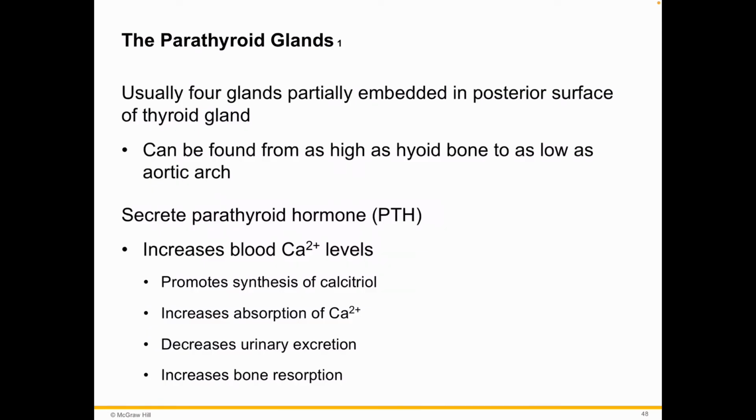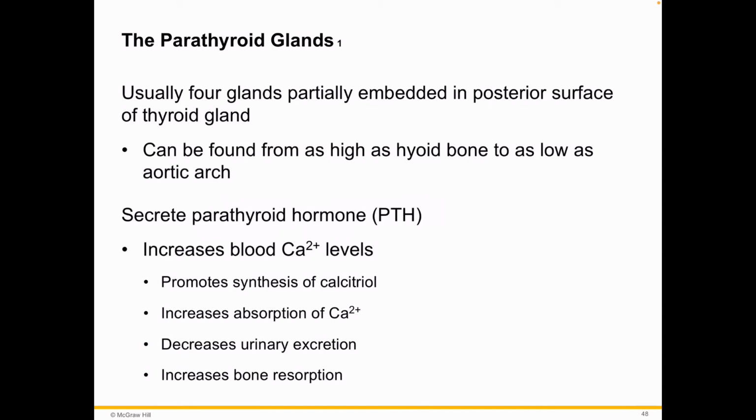Okay, so this is kind of interesting. There are these other organs called the parathyroid glands. Interestingly enough, they can be found in a lot of places in the upper body, the thoracic and cervical region, but generally you're going to find at least 4 of them embedded in the posterior surface of the thyroid gland. So it's like a gland within a gland, but it's not the same gland. They can be found anywhere from up by the hyoid bone, which is over by the voice box, to as low as the aortic arch, down in the chest.